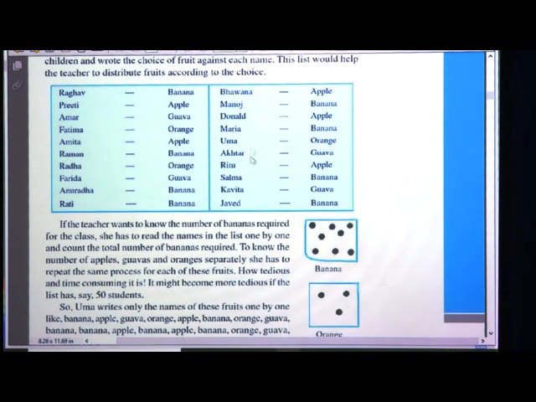Now, we have the 20 students here. Now, suppose the teacher wants to know about all the fruits. If the teacher wants to ask in a class, what would she do? She would take the name of Raghav. Do you like banana? He says yes. Preeti, she says no. Then she does it for banana.